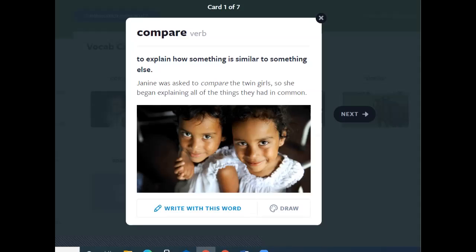The word is compare. The part of speech is it's a verb. The definition is to explain how something is similar to something else. Again, one more time. The vocabulary word is compare. The part of speech is it's a verb. It's an action, something that you do, right? So the meaning is to explain how something is similar to something else. All right, pause the video and go write the word compare, the part of speech, and definition in your notebook.